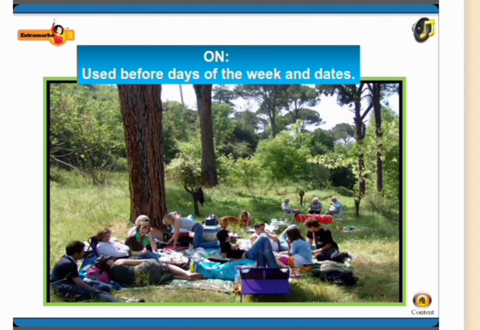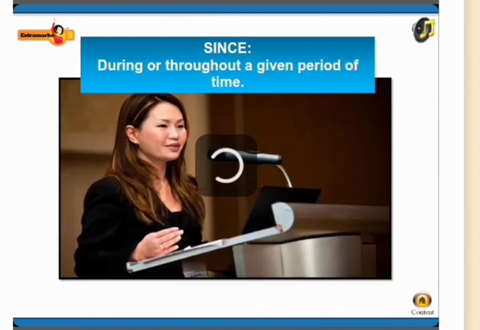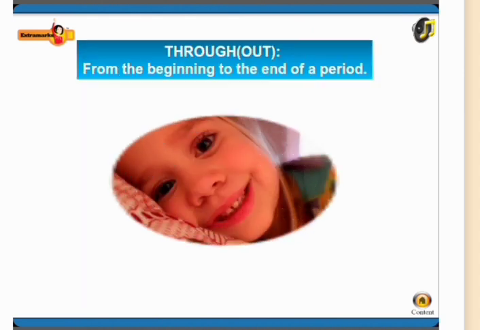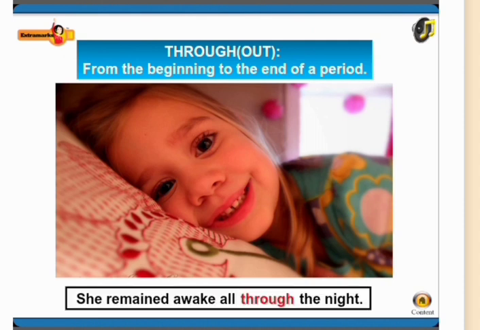The preposition on is used before days of the week and dates. For example, they went for a picnic on Friday. The preposition since indicates an action which takes place during or throughout a given period of time. For example, her party has been in power since 2012. Through or throughout indicates action from the beginning to the end of a period. She remained awake all through the night.